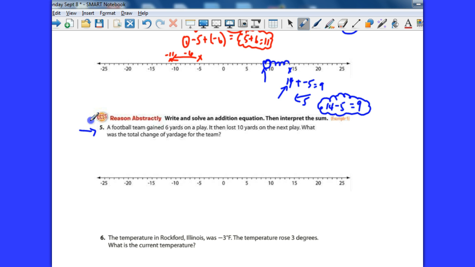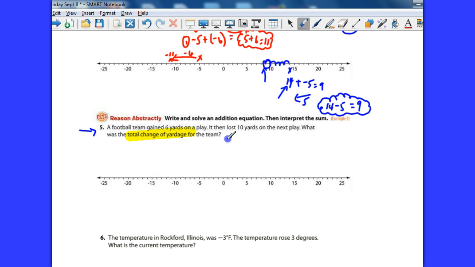So this question says, let's work through this together. It says a football team gained 6 yards on a play. Then it lost 10 yards on the next play. What was the total change of yardage for the team? So whenever you do problem solving in math, it begins by figuring out what it is you want to find when you're done. And you want to know what the change in yardage was for this team.